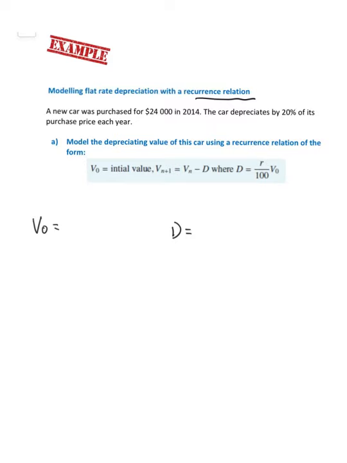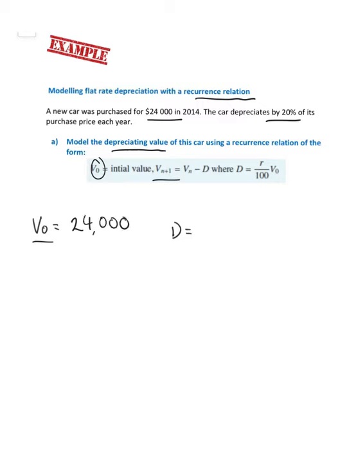A new car was purchased for $24,000 in 2014. The car depreciates by 20% of its purchase price per year. It says model the depreciating value of this car using a recurrence relation of the form V0 is our initial value, then our rule is Vn minus D, where D is equal to R over 100 times the initial value. Firstly, what was our V0, our initial value? Well, it was 24,000 as it said in the question.